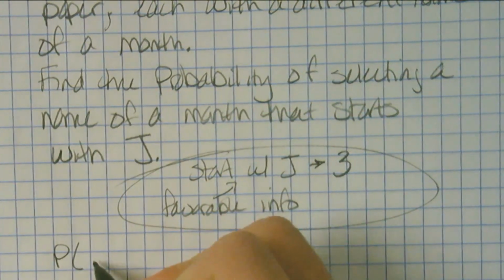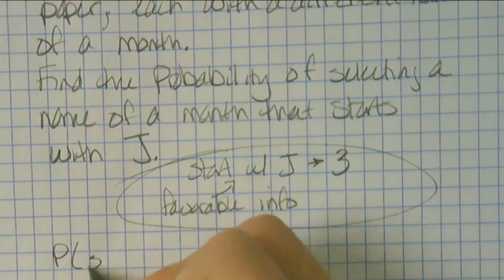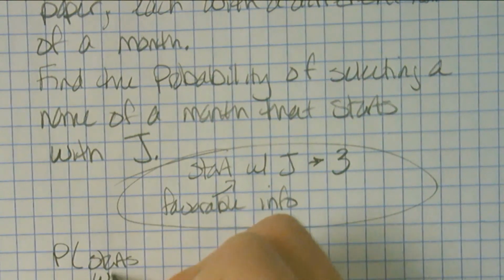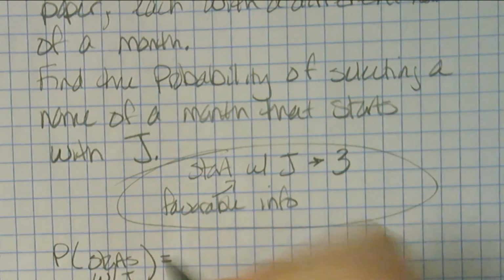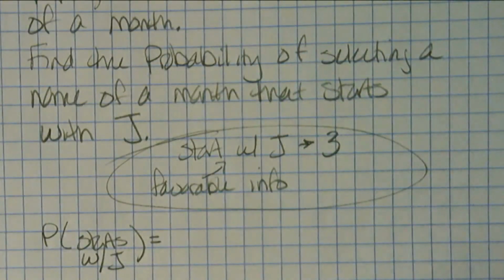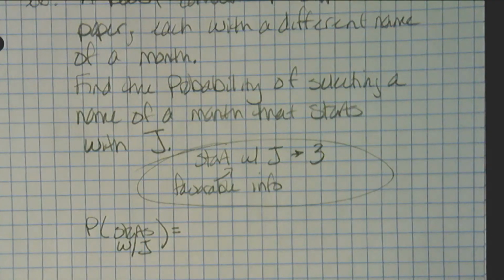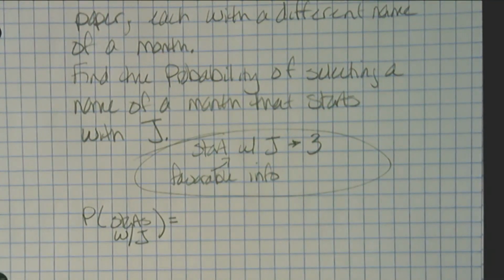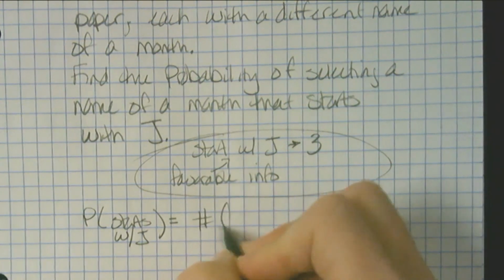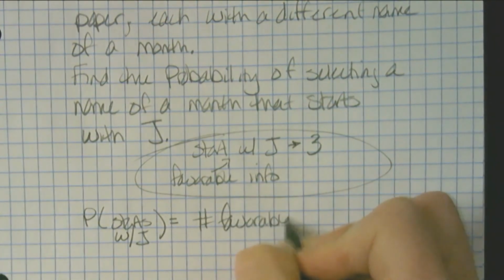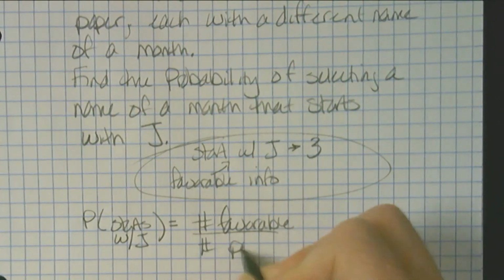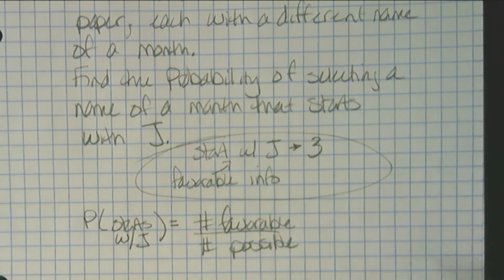So I should see probability starts with J equals. I'm going to start with the formula. It's always your number of favorable over your number possible. That's what you're always starting with.